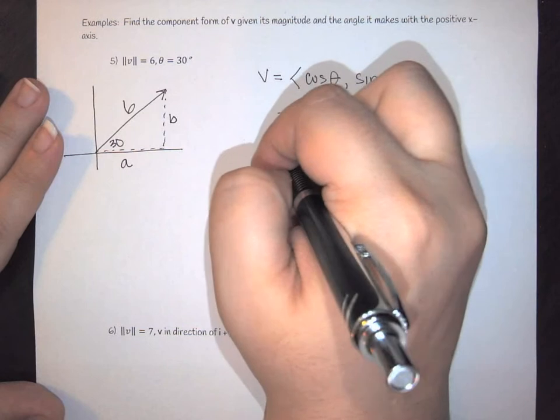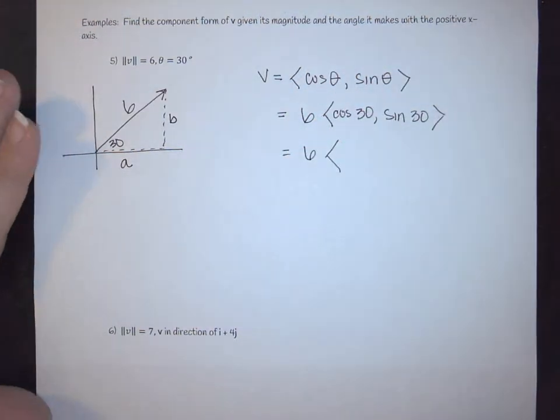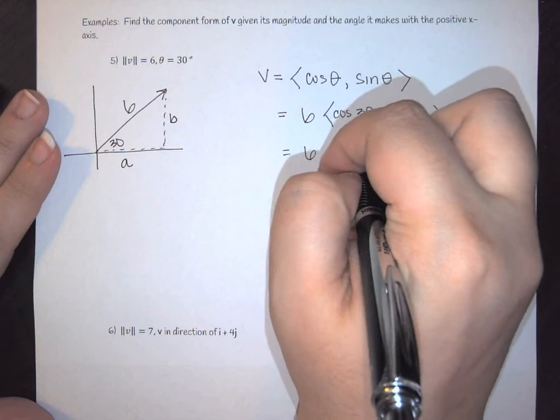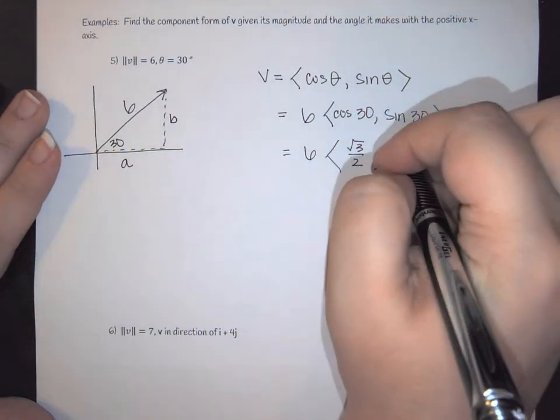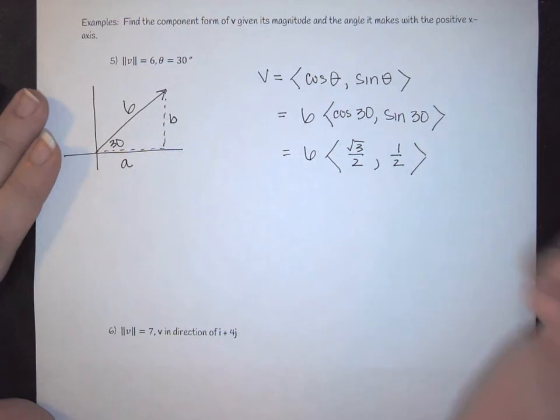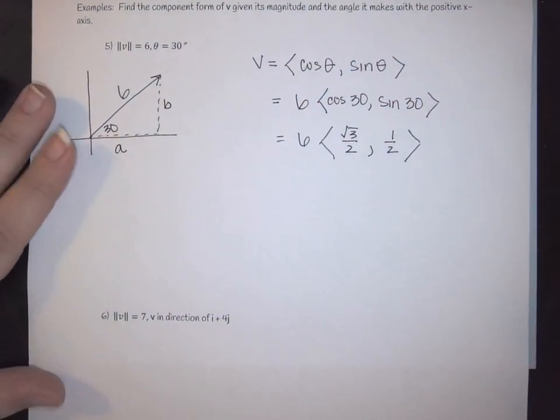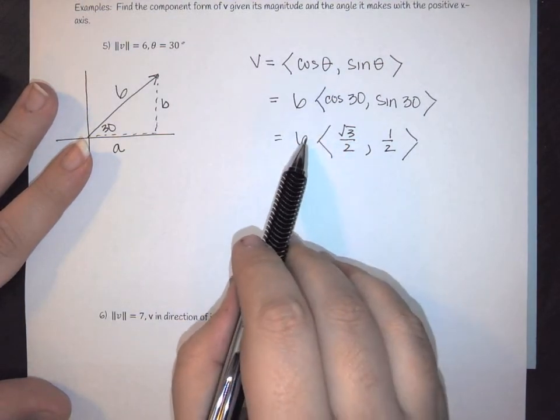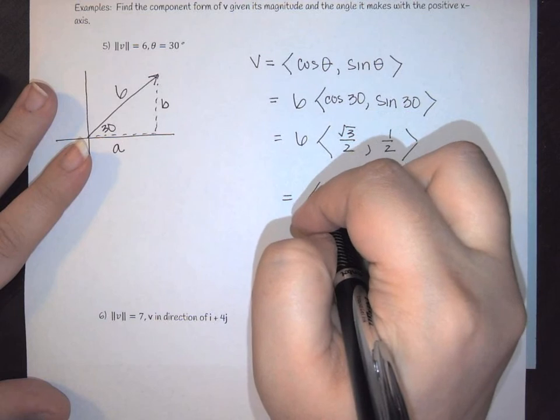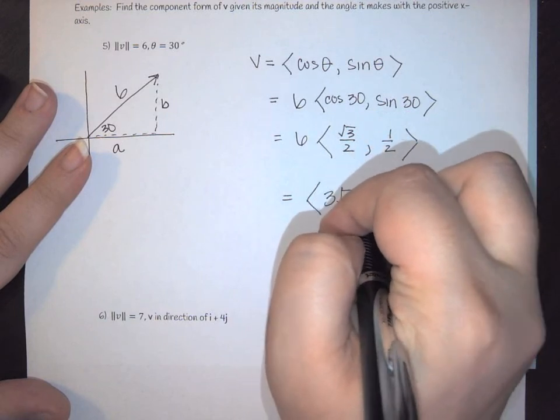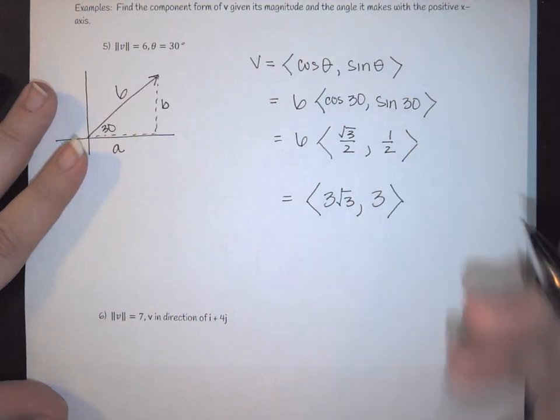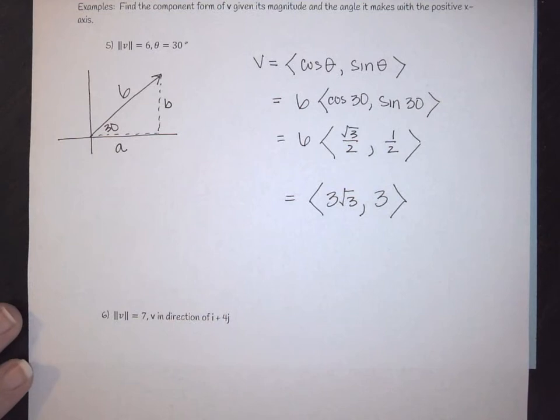So here, what do I know? I know that this is 6, but I also know what the cosine of 30 degrees is going to be. The cosine of 30 degrees is going to be the square root of 3 over 2, and the sine of 30 is 1/2. Now you can apply your knowledge of scalar multiplication, which says you're going to input the 6. So here I'm going to have 6 over 2, which is going to reduce down to 3 square roots of 3. And then 6 times 1/2 is going to give me 3. Okay, so that is my component form given the information provided.